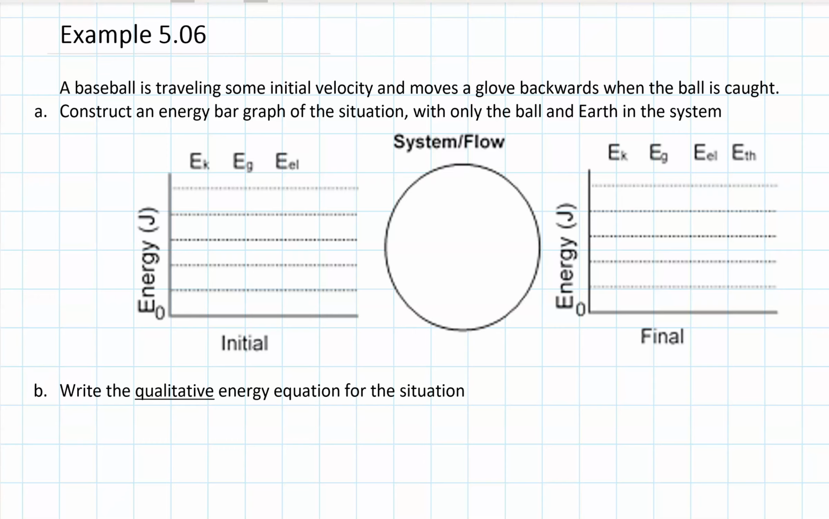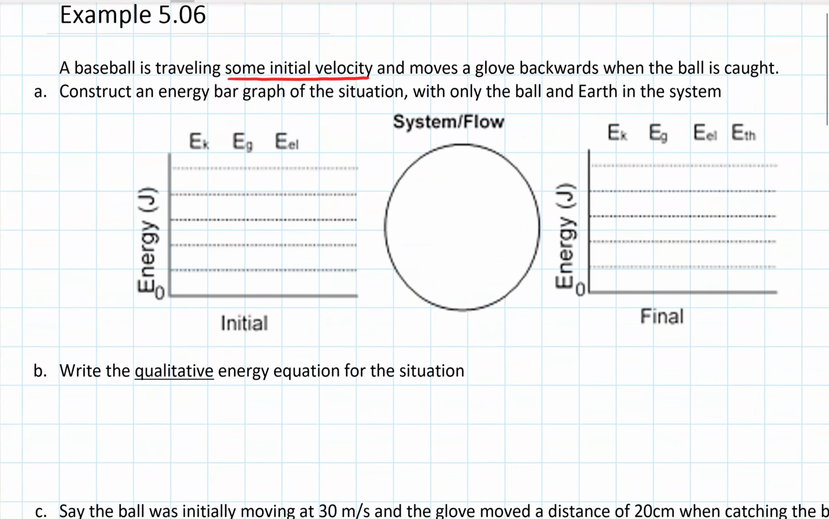We have a baseball traveling with some initial velocity. That's important because it tells me it's moving. And it moves the glove backwards when the ball is caught. So the ball is caught tells me that the final velocity is 0, and we have this glove that's moving with some initial velocity that's not equal to 0. All of these are important things.